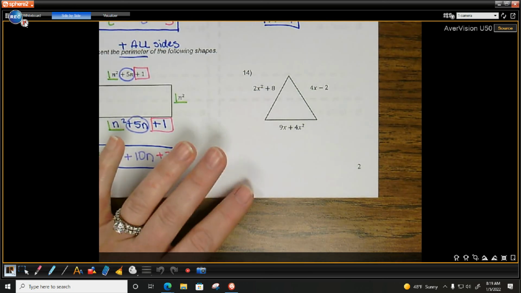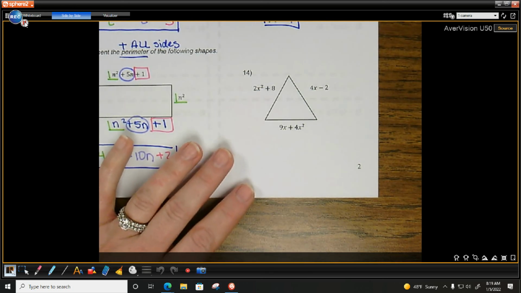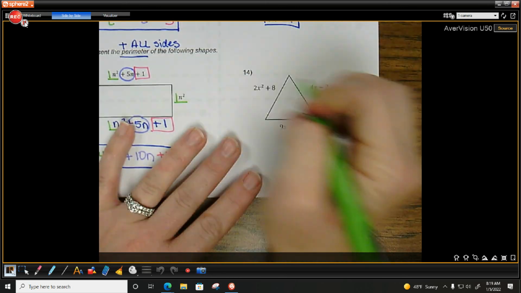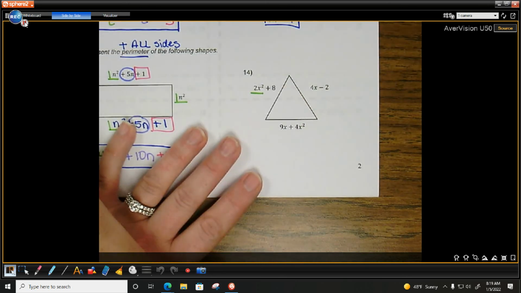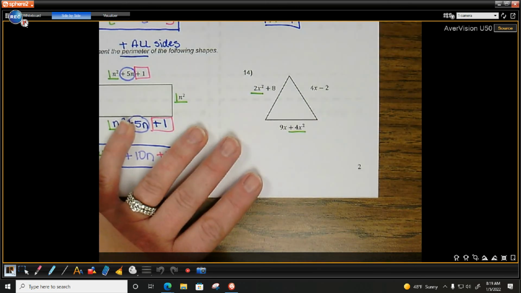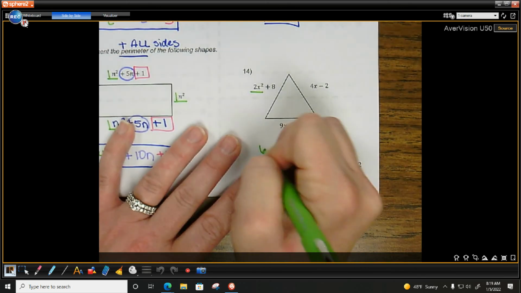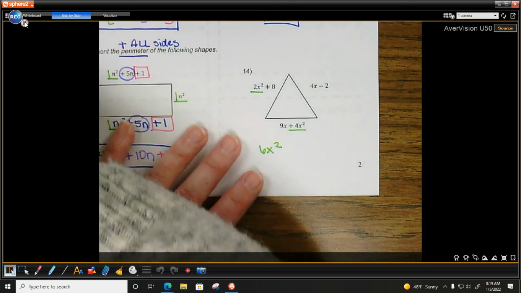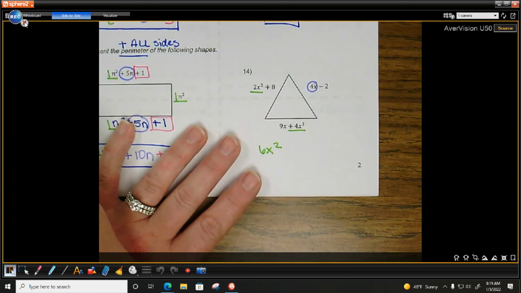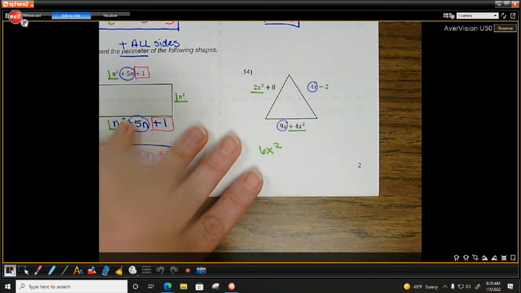Okay? So, I have an x squared term. Do I have another x squared term? Plus 4x squared. So it's 2 plus 4. So 6x squared. Then I have a 4x term. Do I have another x term? And it's a positive. So what's 4 plus 9? So plus 13x.